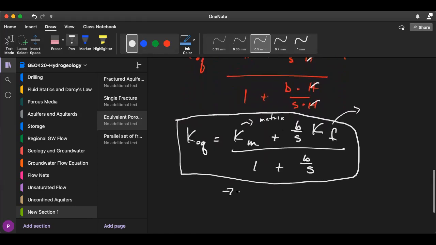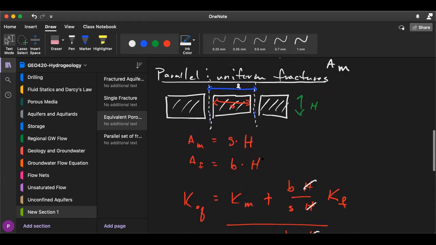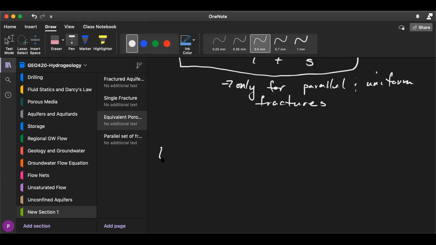So this one is only really valid for parallel and uniform fractures. But what we often do is say, well, we're going to characterize the fracture network and calculate average spacing and average aperture, and then we'll use this equation. All right. So similarly, this is equivalent hydraulic conductivity. The other one is equivalent porosity.